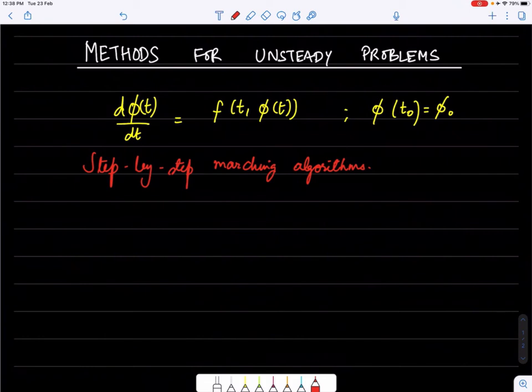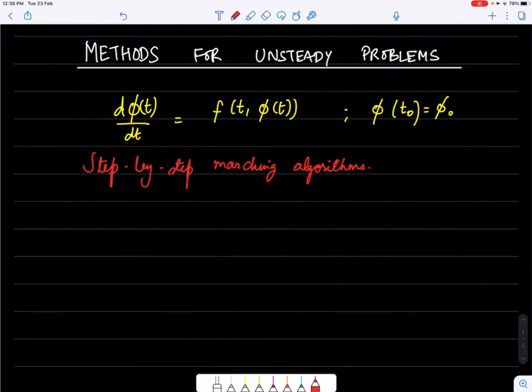Now there are different methods for initial value problems, and the initial value problem that I'm going to pose will look something like this. We are supposed to evaluate the evolution of function phi, which is a function of t only for now, where the derivative of phi is some function of t and phi itself. And to start the calculation process, the initial condition is given. So phi at some time t naught is given as phi naught. So how do we go about calculating the evolution of phi with time?